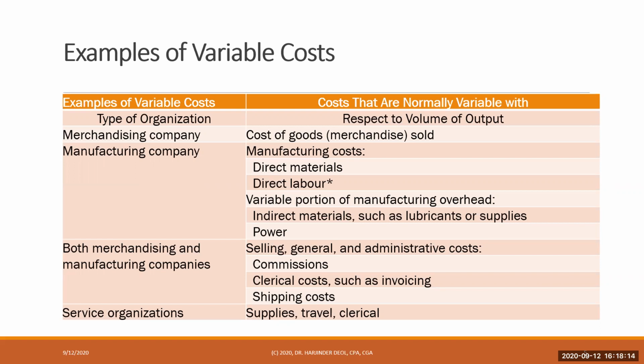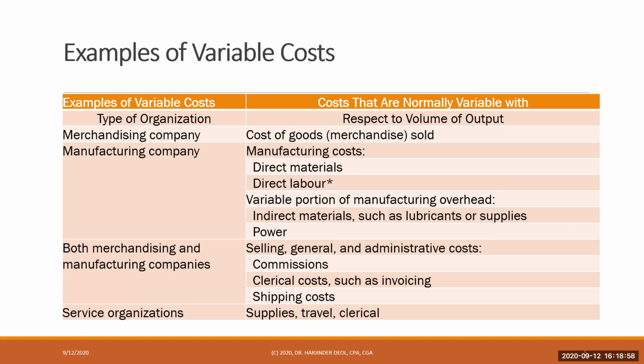For both a merchandising company and a manufacturing company, they can have certain operating costs that are variable. And those operating costs tend to be part of the selling and marketing costs, including commissions paid to salespeople, the cost of shipping goods to customers, and some example of an administrative cost that varies is the clerical costs, such as the cost of preparing invoices. Takes a certain length of time to prepare an invoice. So the more invoices are prepared, the more clerical costs are incurred.